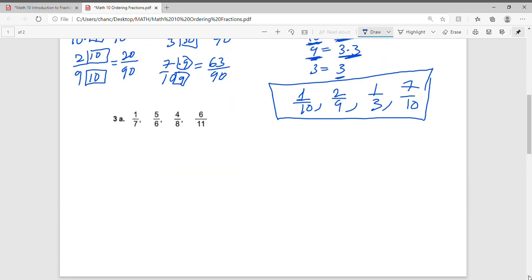Let's do one more example together, but I want you to finish the rest of this worksheet. It's not too difficult to do, but try it on your own. Finish the rest of this worksheet on your own.